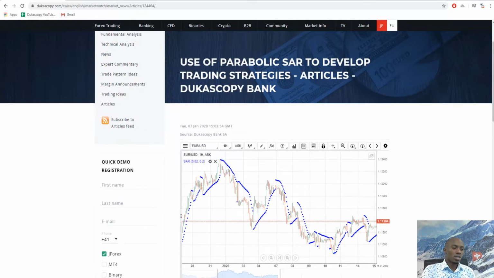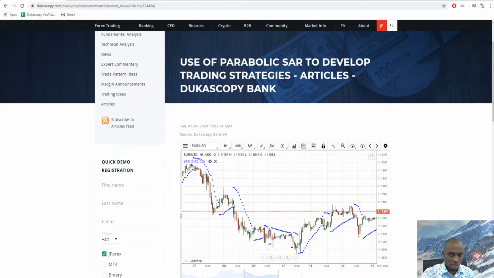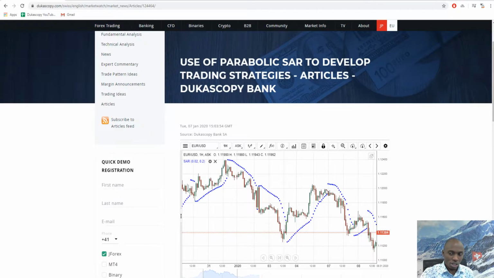So the parabolic shows you that it's kind of following the trend. When these dots start appearing and following the trend, as the case may be, and when the trend stops, you see the dot will appear in either direction, above the price level or below the price level, whichever way. But I will talk about that in a little bit.